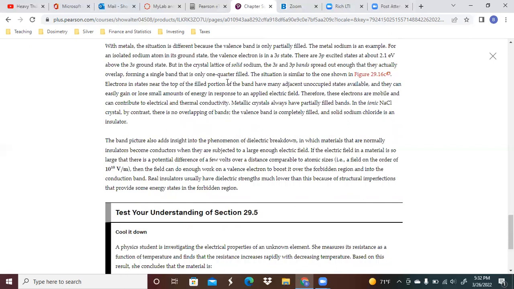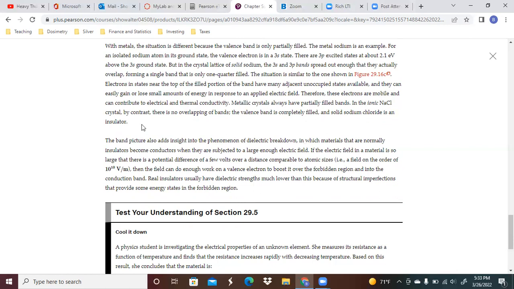Electrons in states near the top of the filled portion of the band have many adjacent unoccupied states available, and they can easily gain or lose small amounts of energy in response to an applied electric field. Therefore, these electrons are mobile and can contribute to electrical and thermal conductivity. Metallic crystals always have partially filled bands.